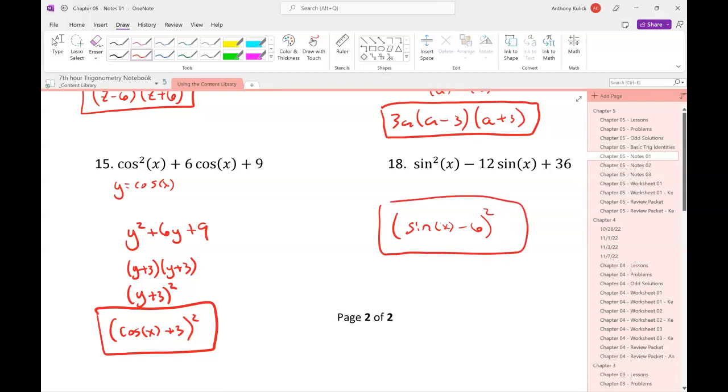You should get sine x minus 6 squared, or sine x minus 6 times sine x minus 6? That'd be okay too. Not wrong if you wrote it that way. What'd you guys think? Is this okay today? Feels pretty doable.